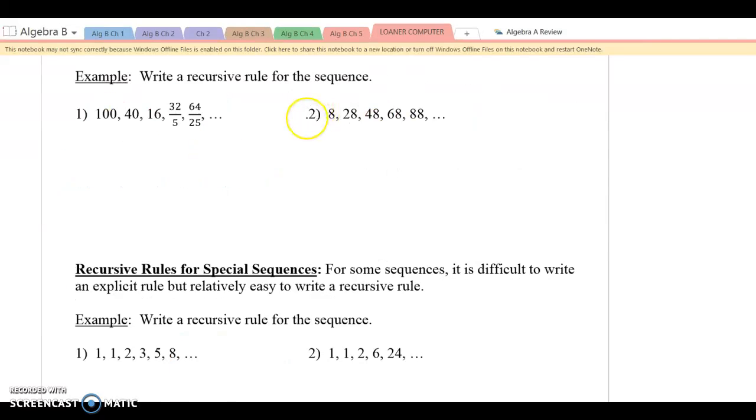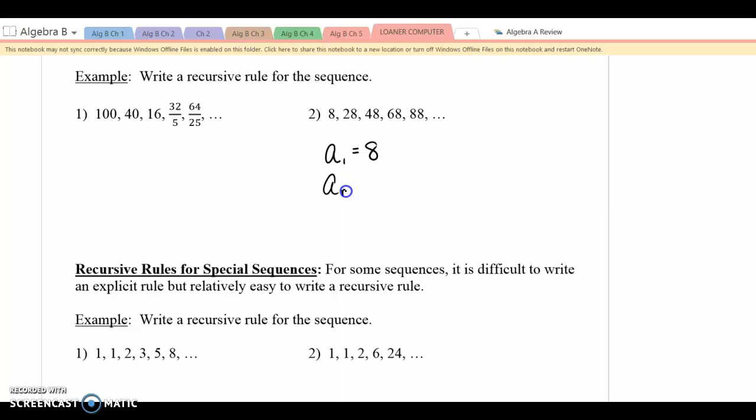Starting with number 2, to write a recursive rule, the thing that most people forget is that you have to tell whoever is looking at your paper where to start. So our first term is 8. You have to write that down and specify, hey, your starting point is 8, because you can't do a recursive rule unless you have the previous term.